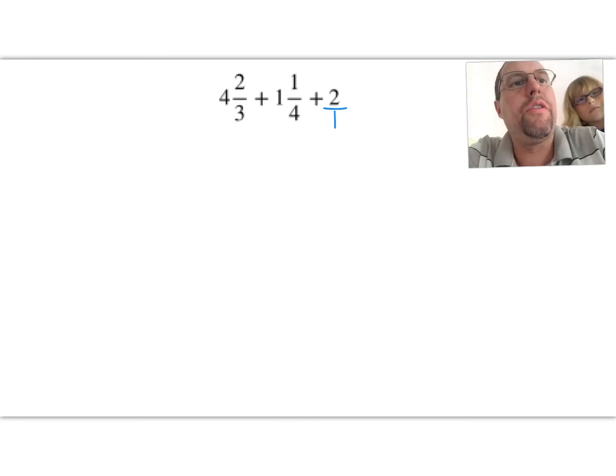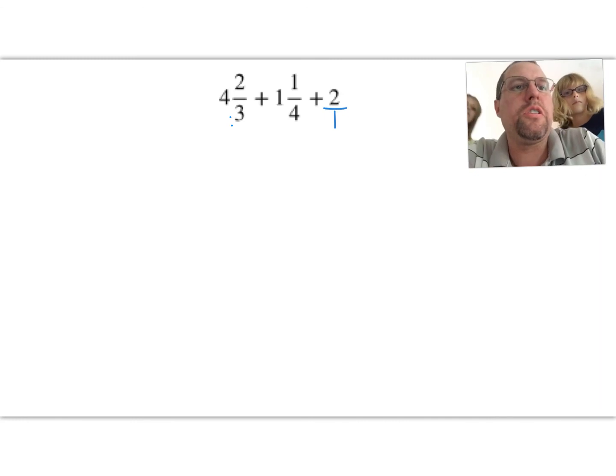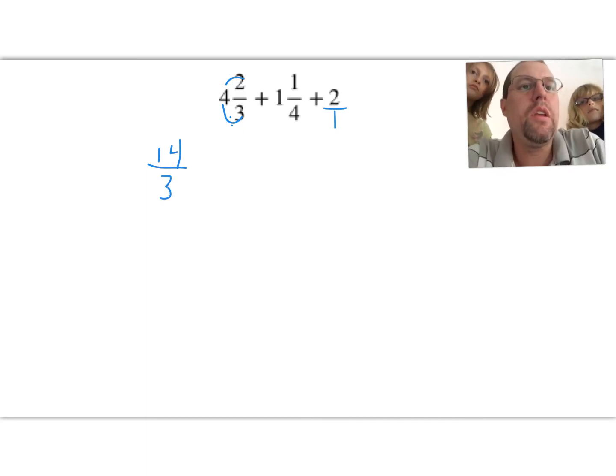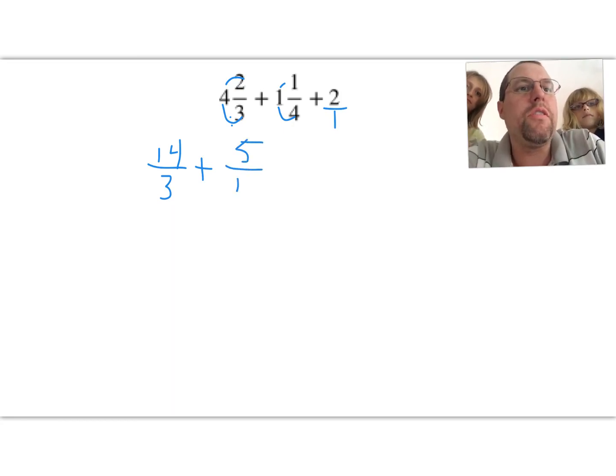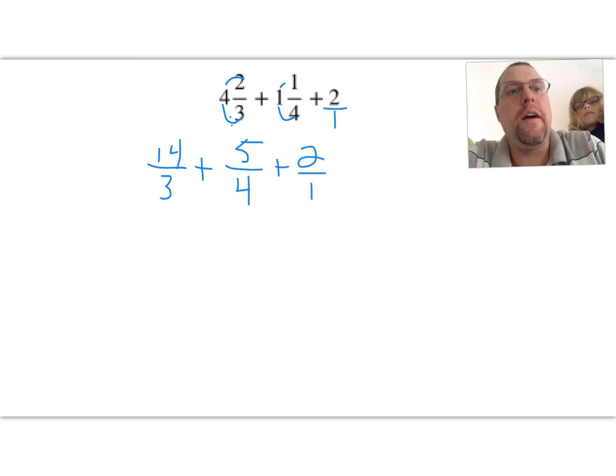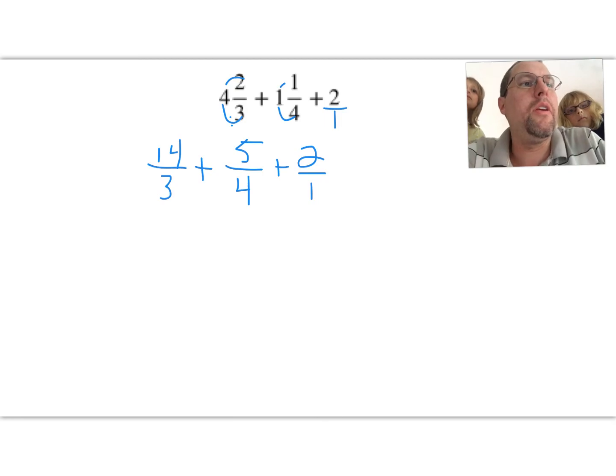All right, so here we go. First things first, let's loop-de-loop. 3 times 4 is 12, with 2 more is 14 thirds. Plus 1 times 4 is 4, with 1 more is 5 fourths. Plus 2. Now, 2 is just 2 over 1. All right, now let's get our common denominator here.